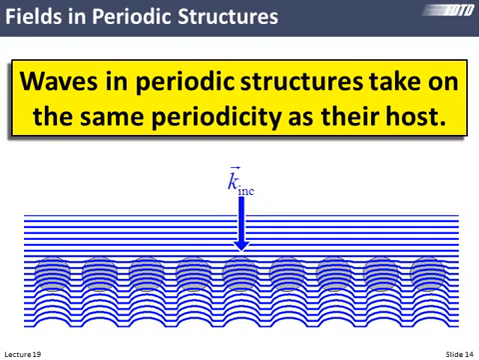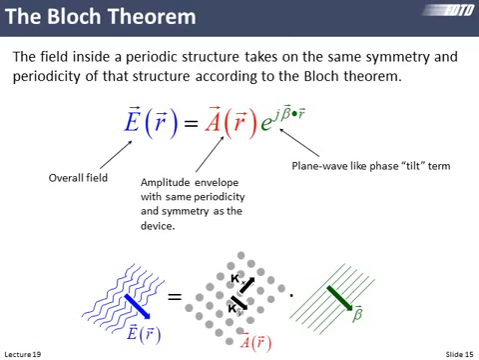So we should be pretty familiar with this by now. A wave traveling through something periodic takes on the same symmetry as the structure that it is in. It turns out there's a little bit more to that story, and in fact it's technically incorrect to say that the field takes on the same symmetry as the device that it is in. The electric field, the total electric field, we really write as the product of 2 things. We have an amplitude term and sort of this plane wave phase term. This plane wave phase term does not have the symmetry of the lattice that it is in. However, this amplitude term does. It has the exact same symmetry as the device that it is in.